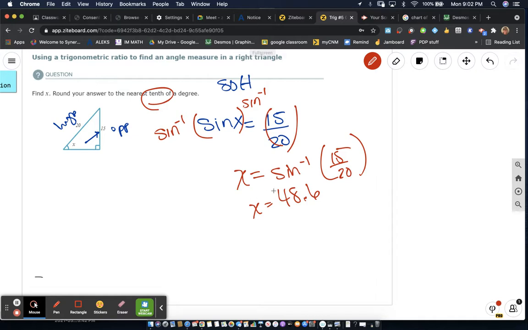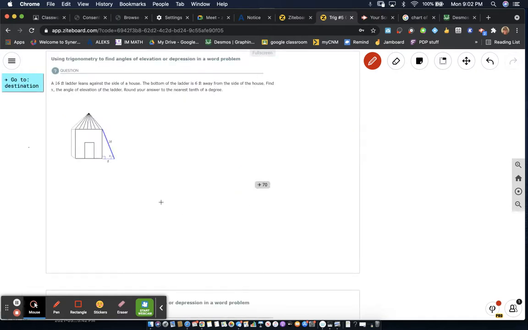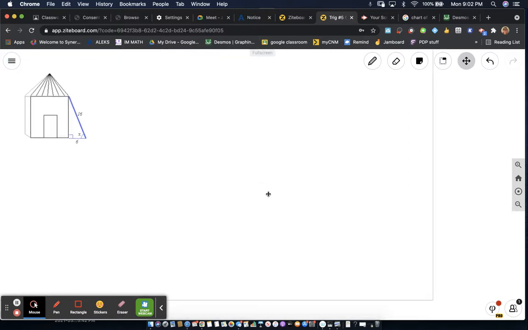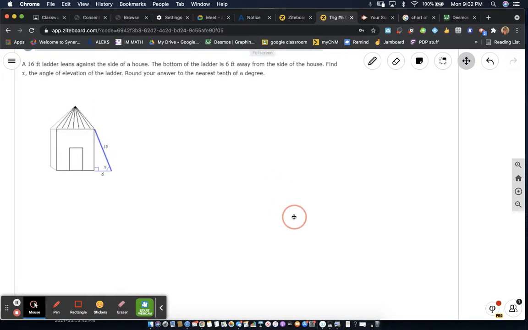Okay, next, there's another house problem, but this time we have an angle to find. Again, they're just explaining there's a ladder. It leans against the side of the house. It happens to be perfectly edged here, right? The bottom of the ladder is 6 feet away. The ladder is 16 feet. And then we want to find x. So again, you can copy the triangle, roughly 6, 16, and this is x.